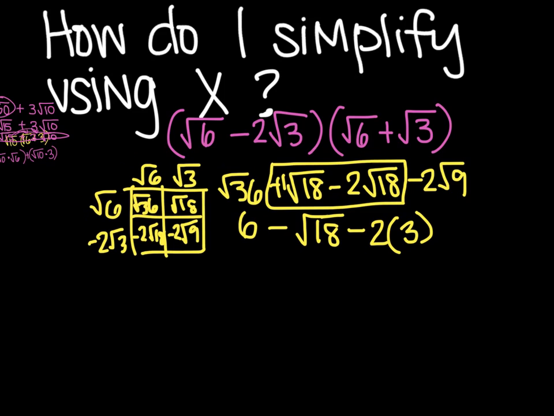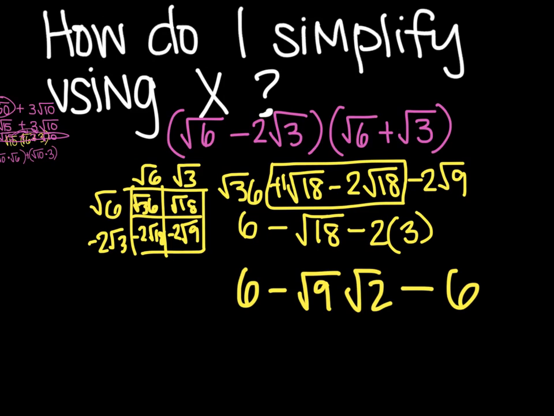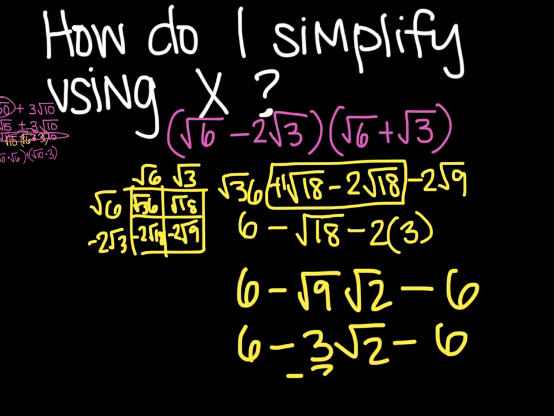because I know that the square root of 18 can get broken down, and I know that this is going to make 6 too. So square root of 9 and square root of 2 make up square root of 18, then I have minus 6 here down at the end. And then I have 6 minus 3 square root of 2 minus 6. And then 6 minus 3 is 3, but then 3 minus 6 is negative 3. So negative 3 square root of 2 is going to be my final answer.